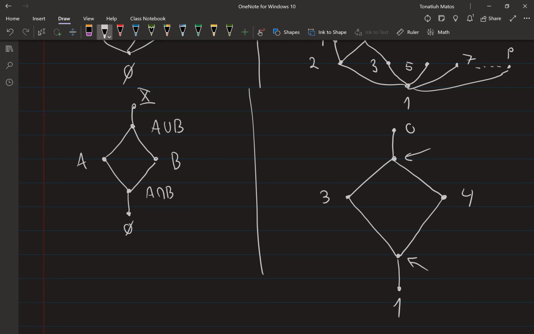I'll give you a few minutes in the chat to answer this question, and then I will define this symbol. Any ideas? Okay. 3 times 4 for the upper bound. Yes, that is correct. So the upper bound would be 12, which is the product.